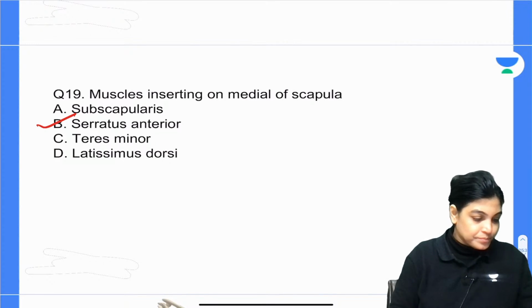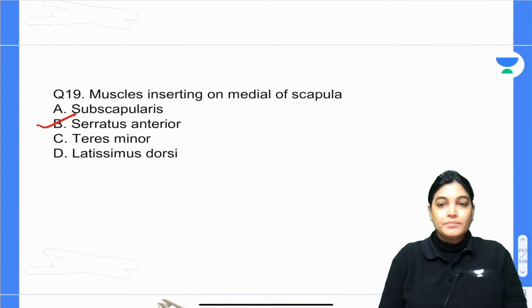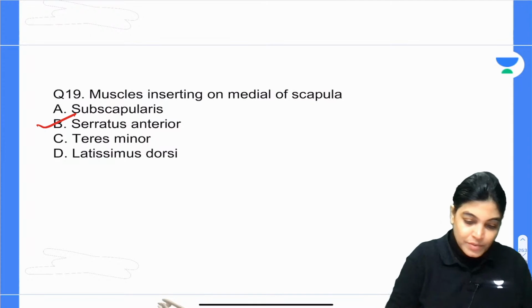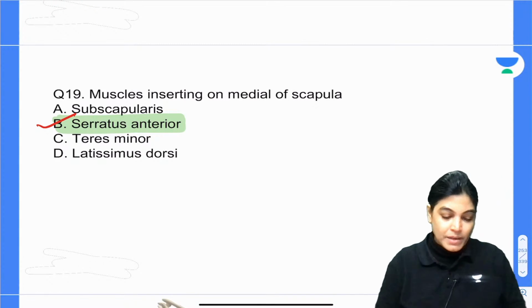So yes. Got it? So serratus anterior is the correct answer. We have B as the correct answer.